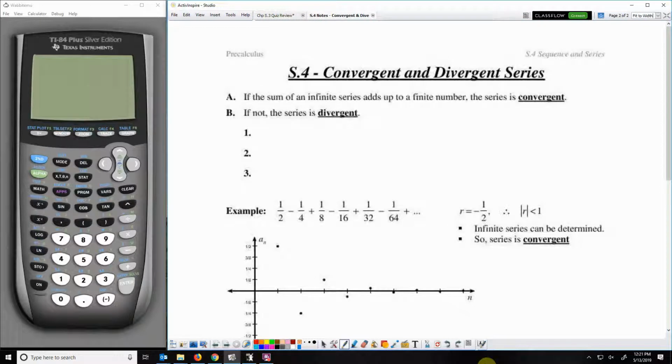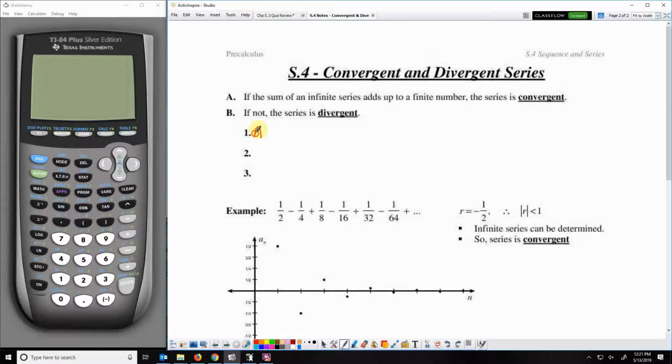to talk about two different types of series, a convergent series and a divergent series. If the sum of an infinite series adds up to a finite number, it is convergent. So we're going to skip B for a moment and go down to number 1.